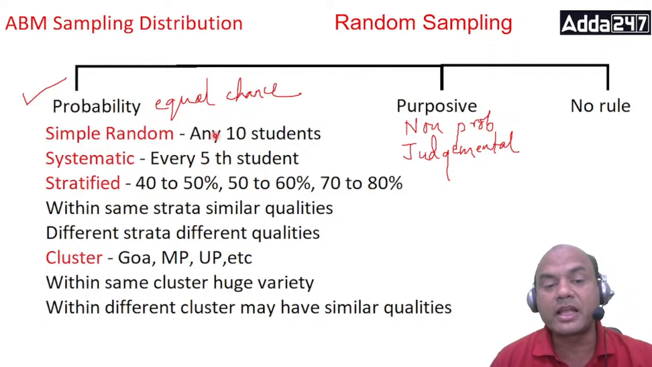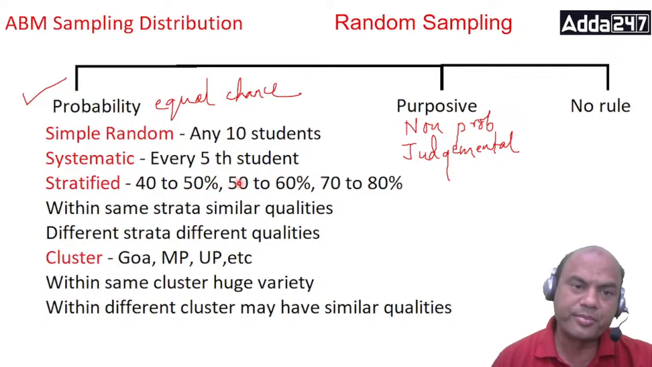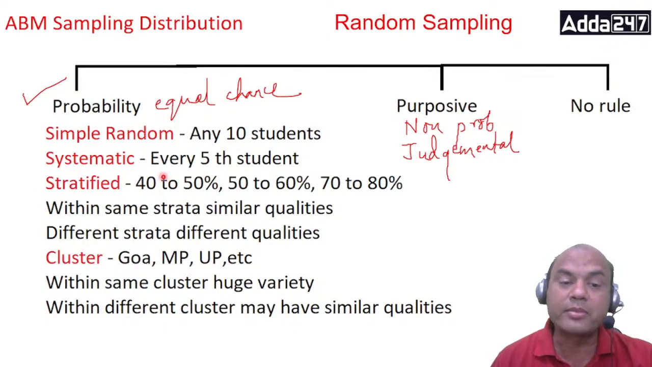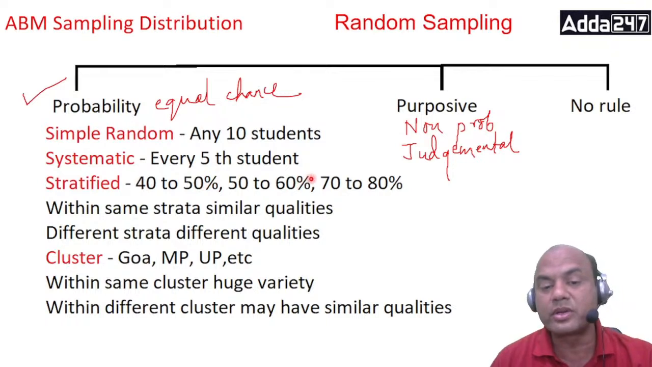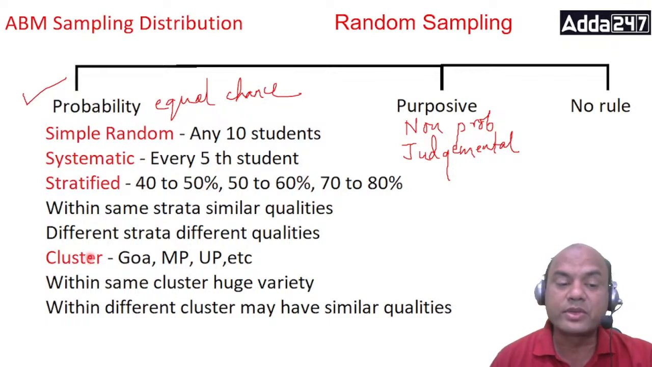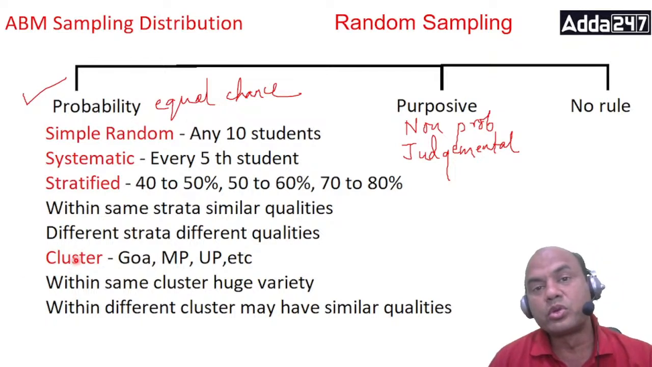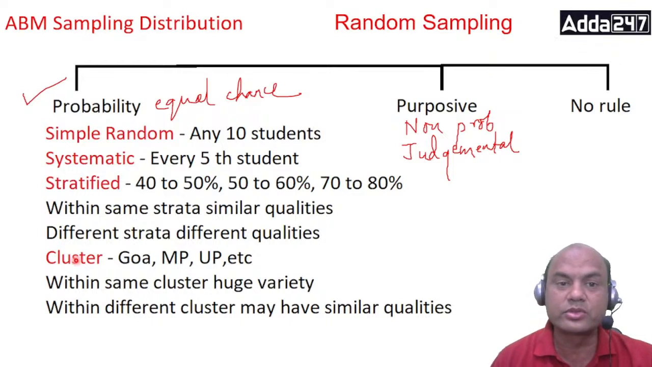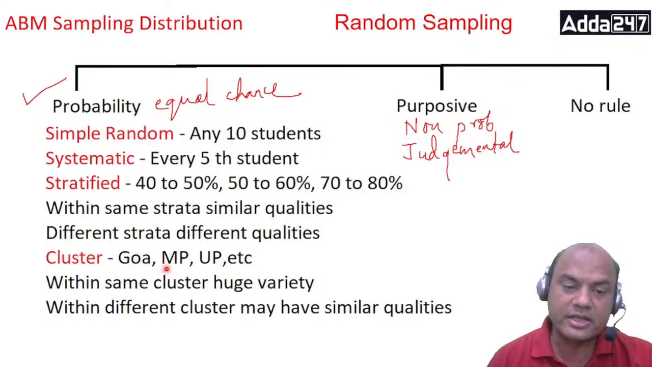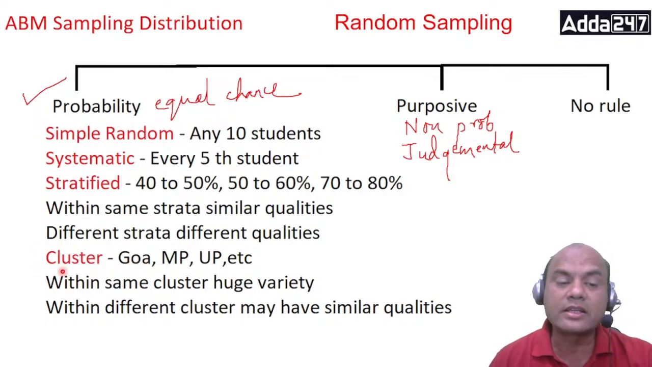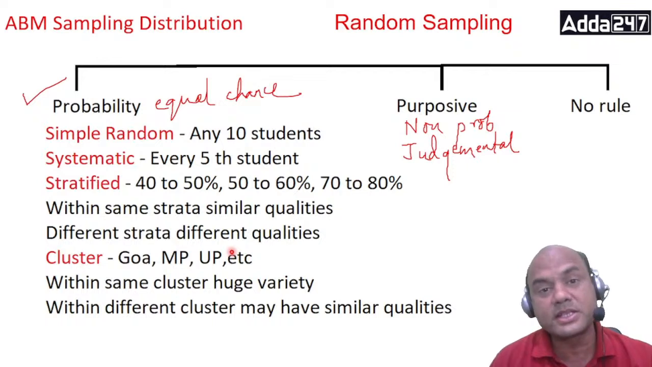Suppose I divide that class of 50 students by marks, those who have got 40 to 50% stand here, 50 to 60 stand here, 60 to 70 stand here, and so on. That will be called stratified. I am creating strata, I am creating levels over here. And the last one is cluster. Suppose I tell them, those who are from Maharashtra stand here, those who are from Delhi stand here, those who are from Tamil Nadu stand here, those from any other state stand here. So this is generally cluster. Cluster is generally related to region.